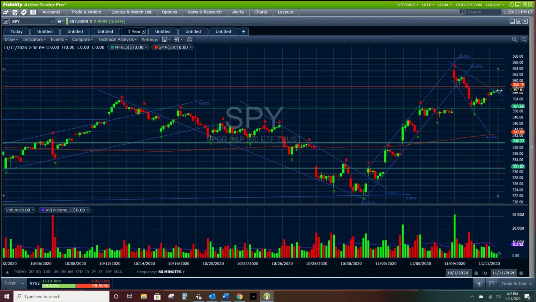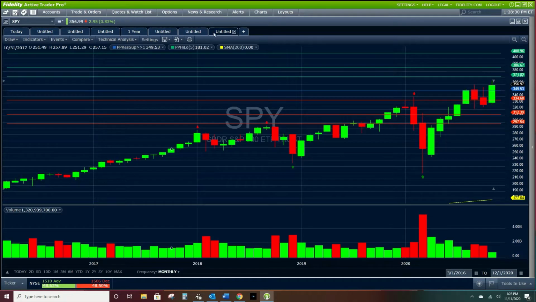Over here on the hourly, it's currently showing a bearish trend. I think it'll hold at that support line on the previous low. And you use all of this information to influence your decision.